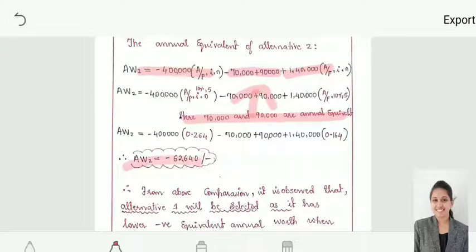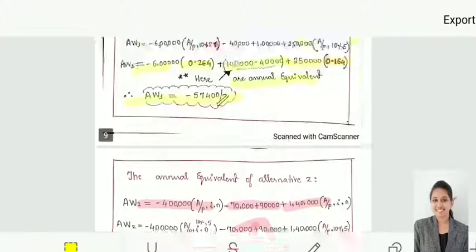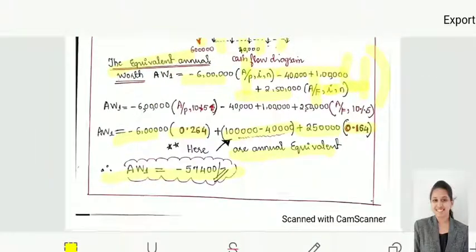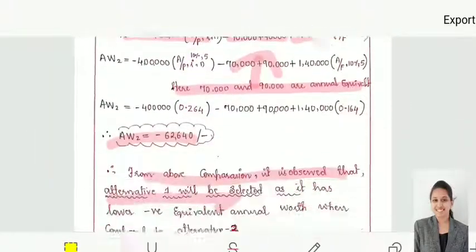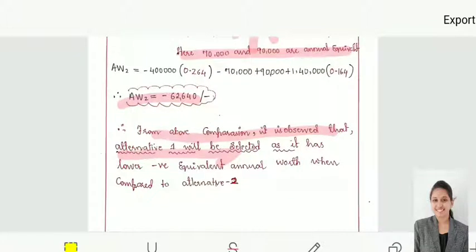Now I need to write which is best. So from the above comparison it is observed that alternative 1 will be selected. Why? Because it has the lower negative equivalent when compared to alternative 2. You have seen minus 57,400 is selected as it has the lower negative equivalent when compared to the second one.